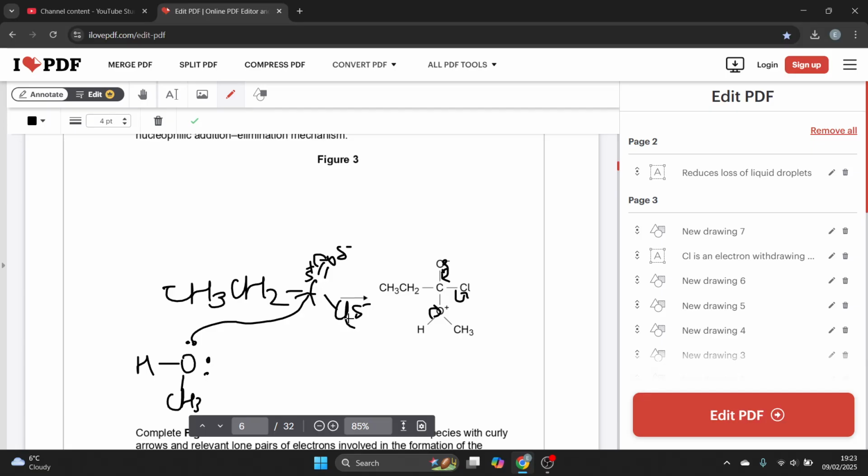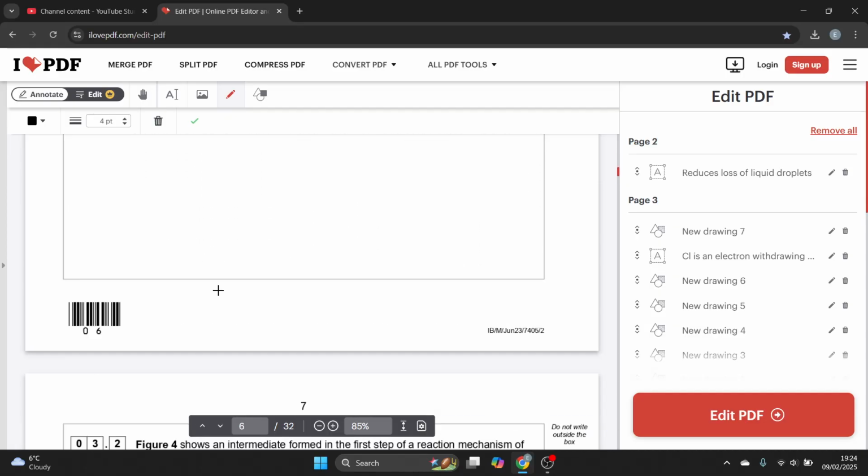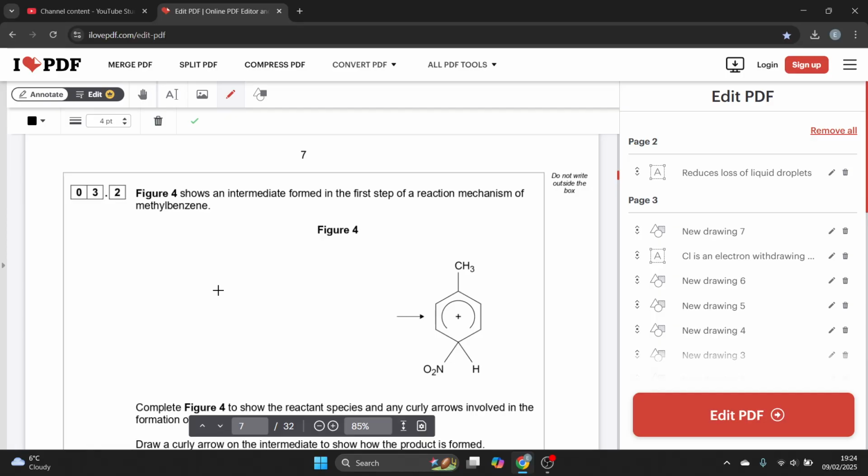So they can try different ways of asking you about mechanisms. But the reality is, if you've gone through these mechanisms a lot of times and memorized all the steps and know exactly what you're doing, you're going to know what to do for any type of question they ask you. Because it's the same: show the curly arrows, etc. And that's it.